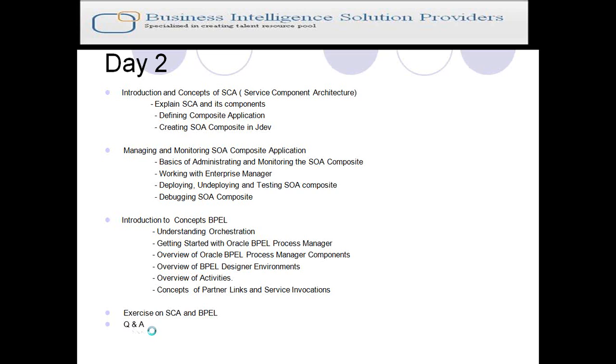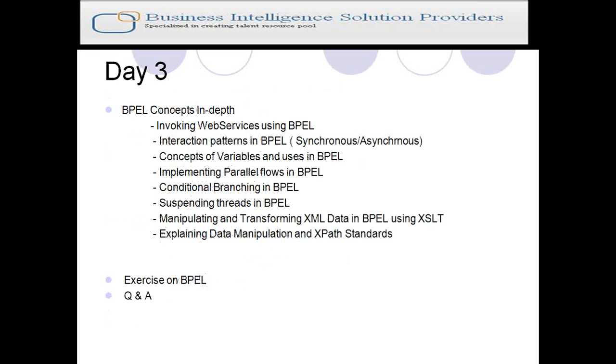On day three, we will continue with BPEL. The reason for this is that BPEL is the very core of the SOA Suite. Many of the concepts have to be reused in the other components. So day three will be talking about BPEL.